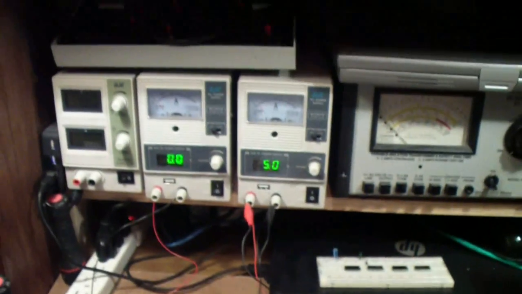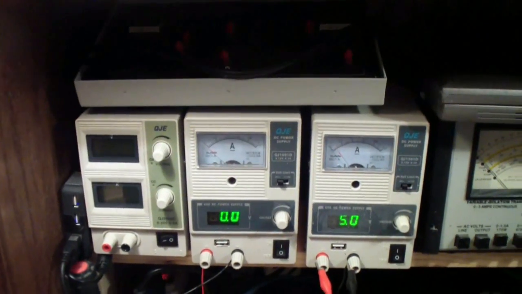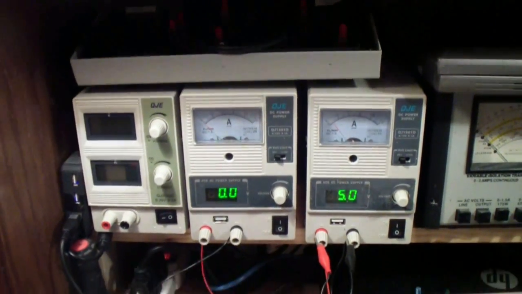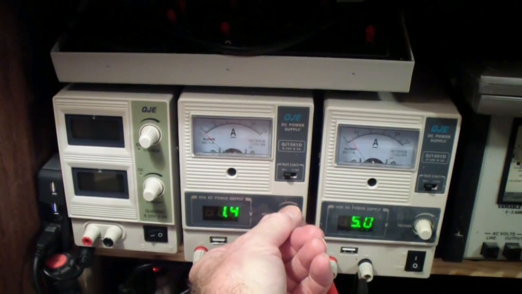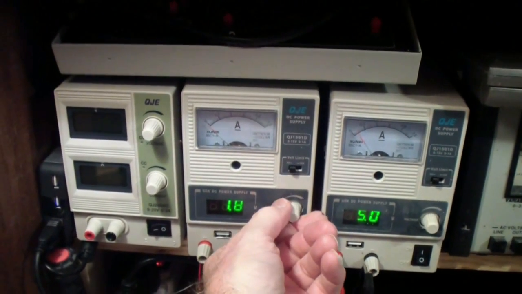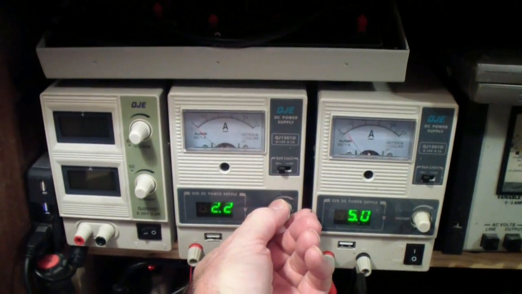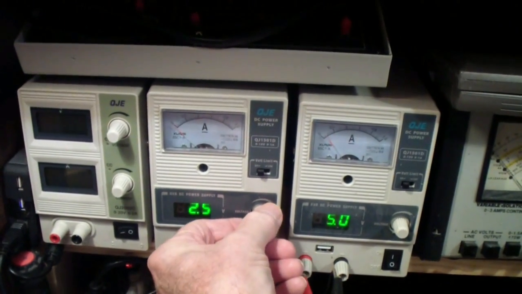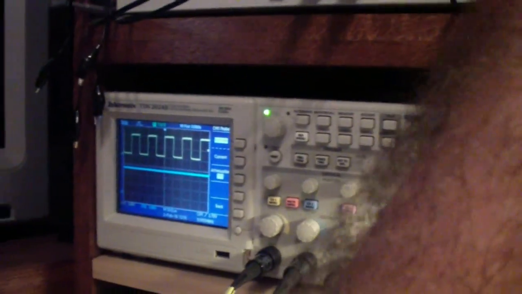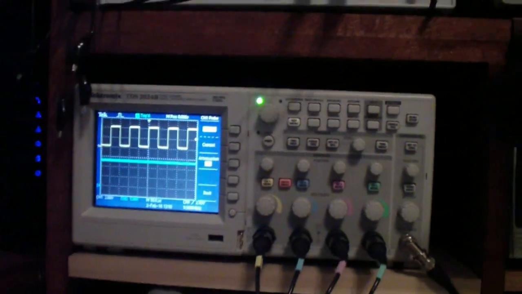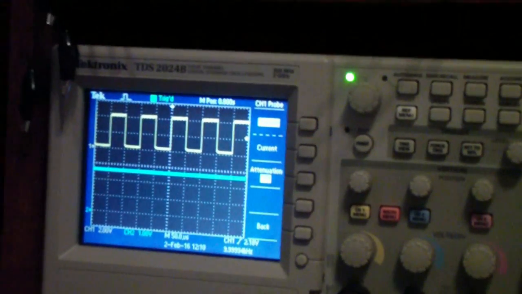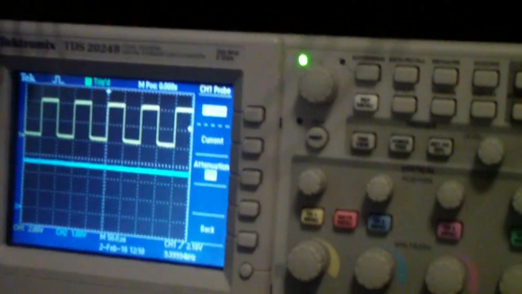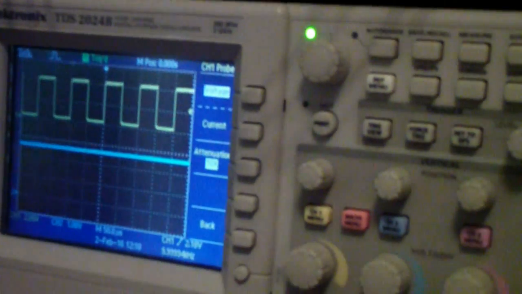Right now I have this power supply set to the input, and as I vary the input, I have it set up to go to about 2.5 volts full scale. Over here you see on the oscilloscope at the top is the clock signal. The bottom trace is the D to A output.